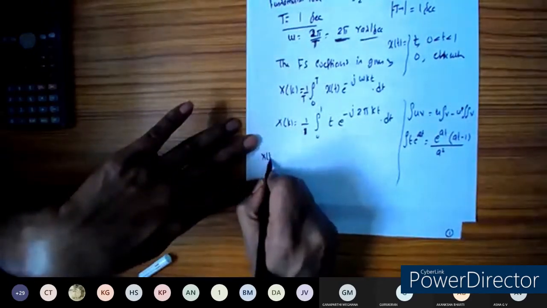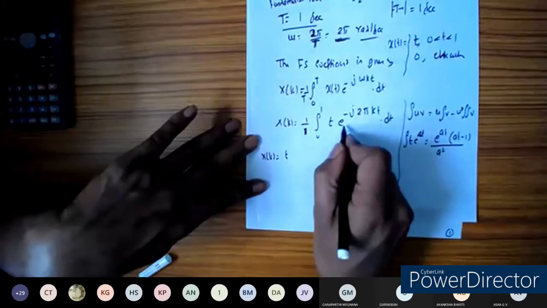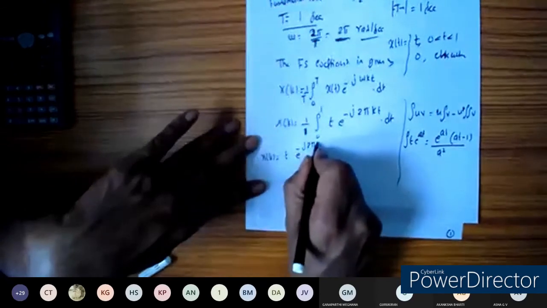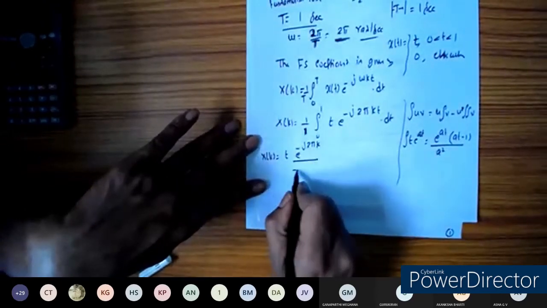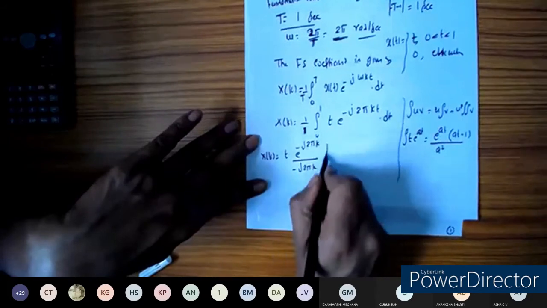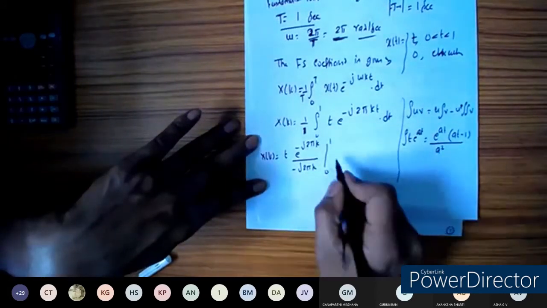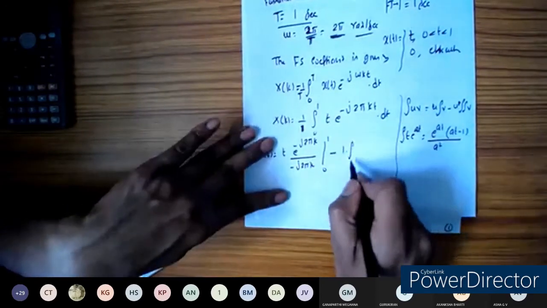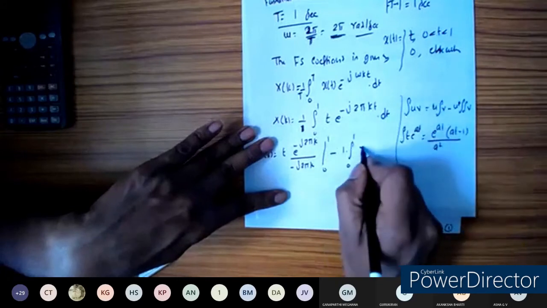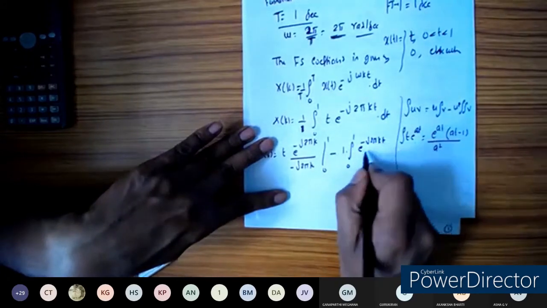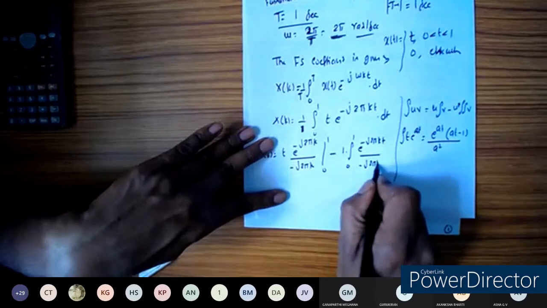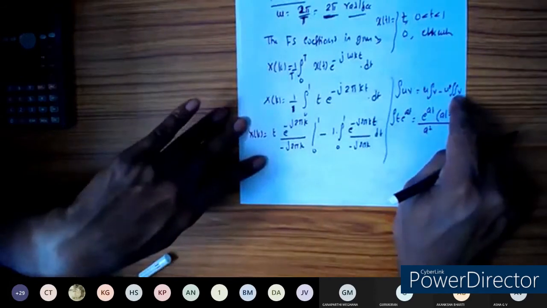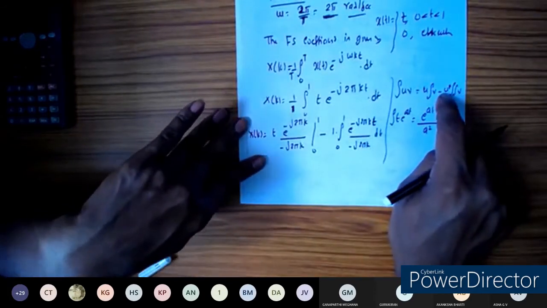So X of k will become t into the integration of this one, which is e to the power of minus j 2 pi k t, divided by minus j 2 pi k, the limit is from 0 to 1, minus the differentiation of t, which is nothing but 1 here. Again the integration of this one is e to the power of minus j 2 pi k t divided by minus j 2 pi k into dt. So I have integrated one time here, so 2 times we need to integrate. I integrated one time, and I differentiated the u.